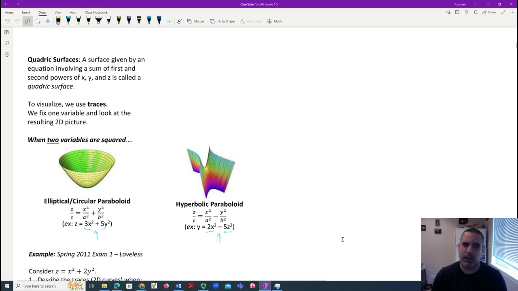And you're like, how am I going to ever remember that? Well, you can look it up. You can put it on a note sheet. There's a table in the book. But there's an easy way to remember, and it's what we call traces. And the idea is this.